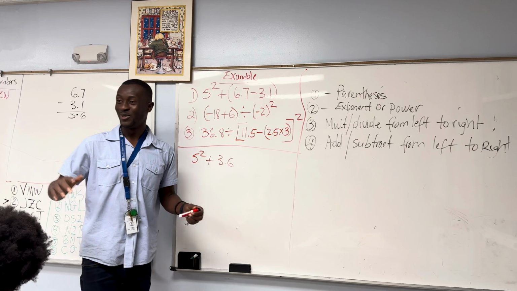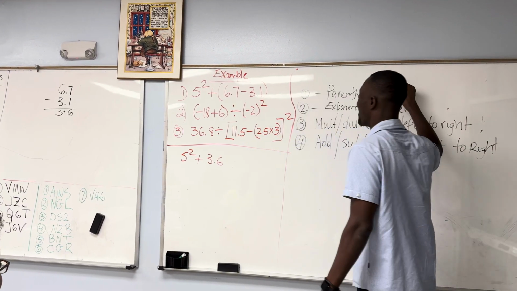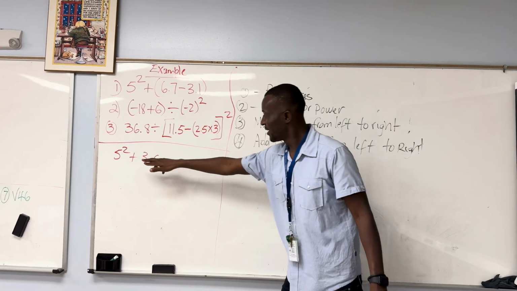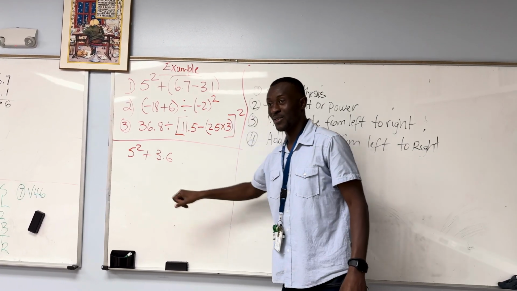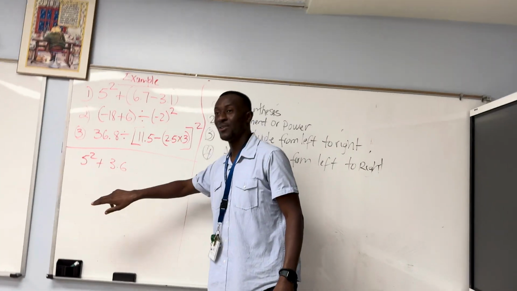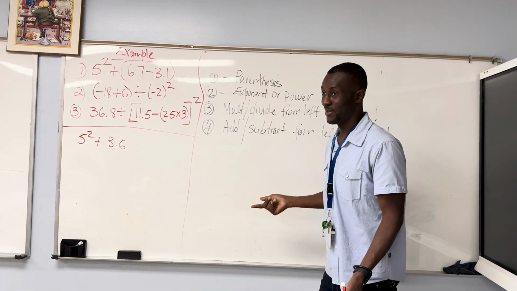Before we do that, first we work with parentheses. Is there any exponent? Yes, there's a power, right? 5 to the second power. That's what we call exponent or power. 5 exponent 2, or 5 to the second power.